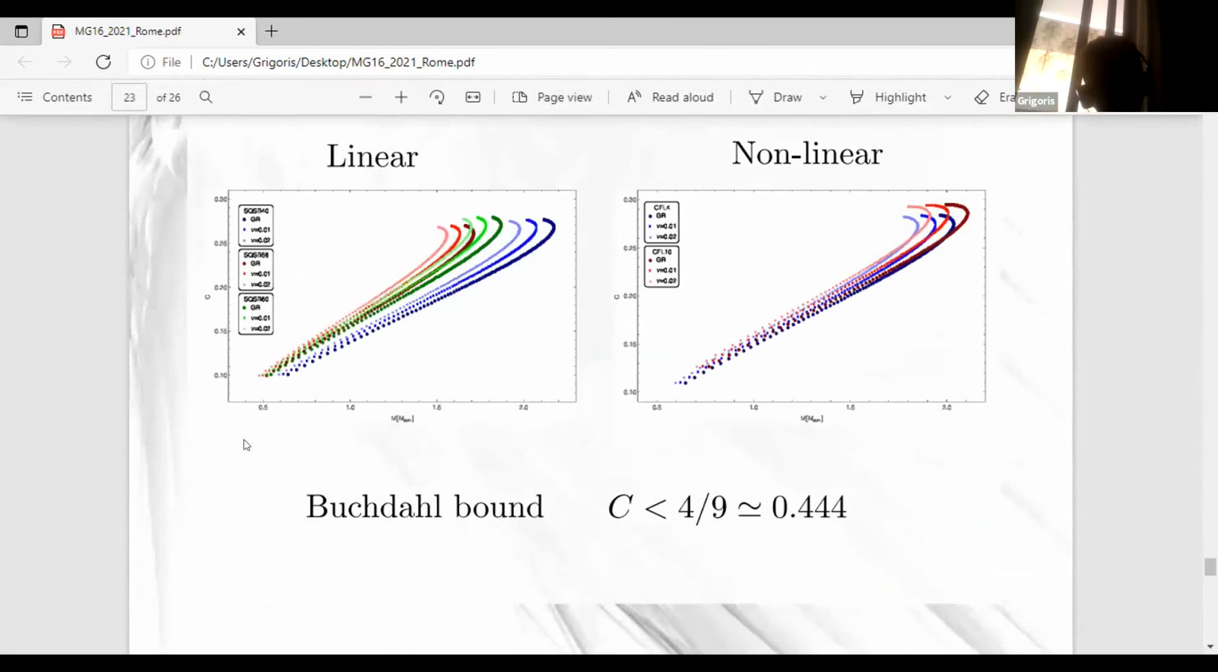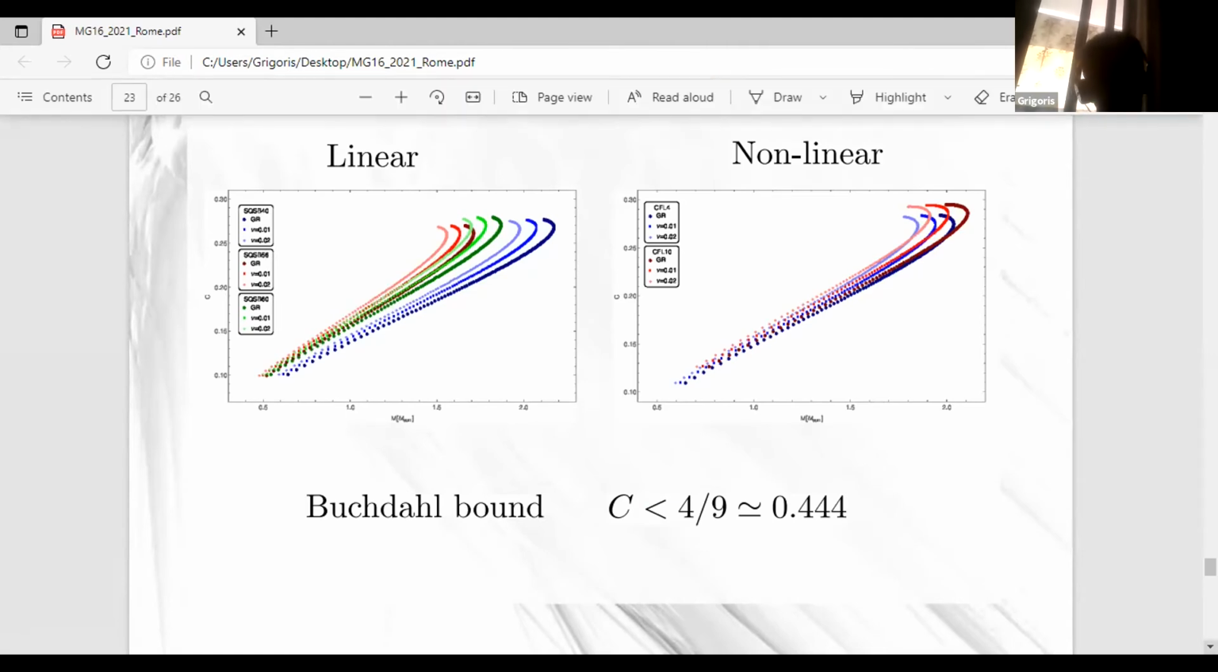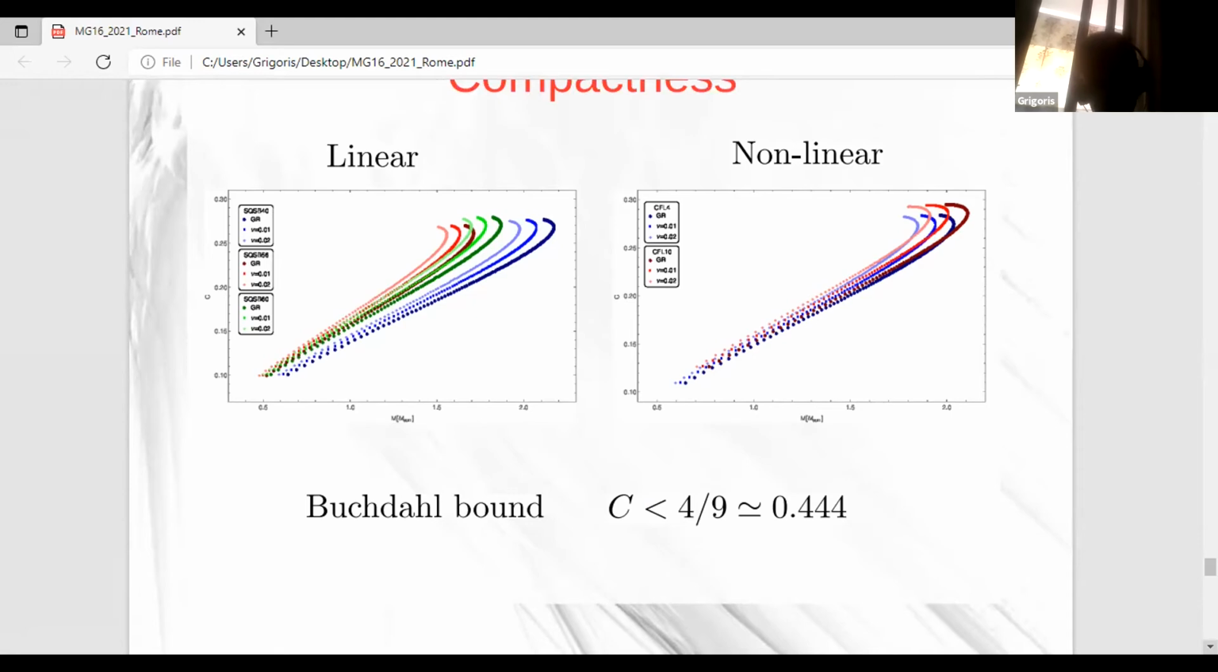So here we see the factor of compactness as a function of the mass of the star. The numerical values of the parameters are the same as before, first for the linear equation of state and then for the nonlinear equation of state. You can see that the factor of compactness does not exceed the 0.3 value. So they are compact, but they do not reach very close to this bound.